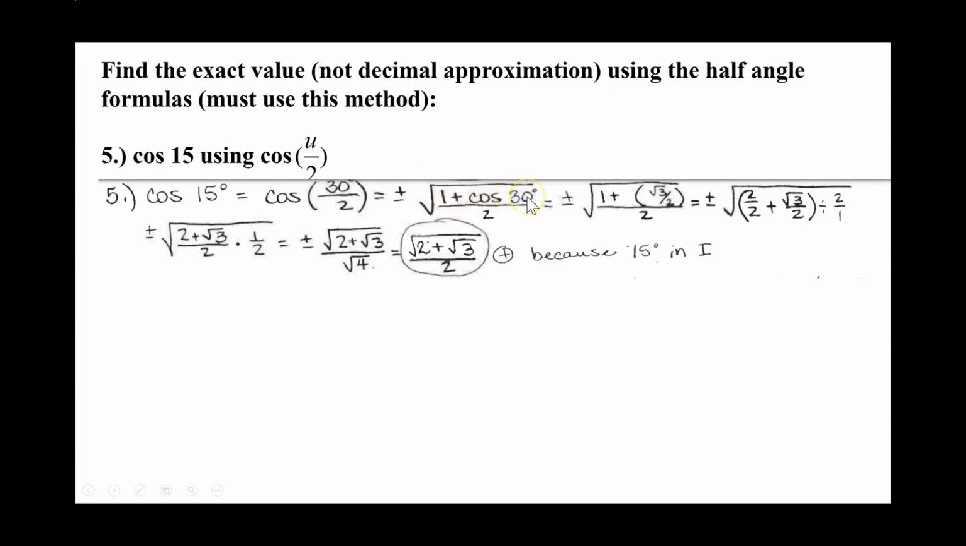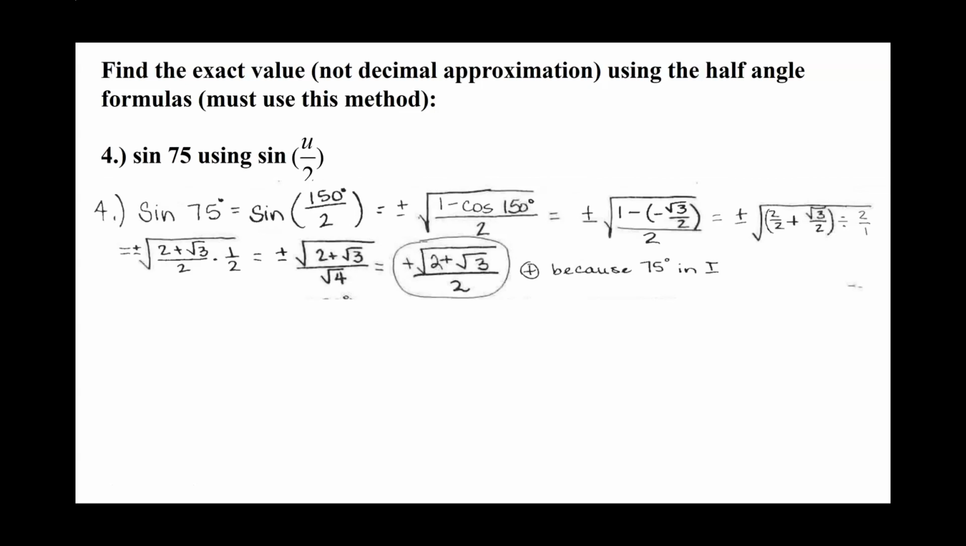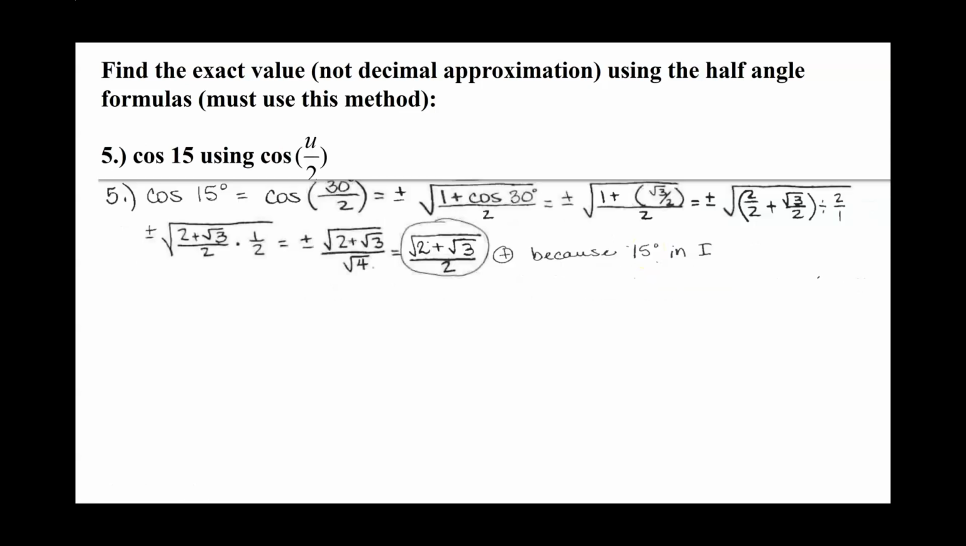So 30 in the place of u. So I'll look on the unit circle. Square root of 30 is square root of 3 over 2. And so I have 1 plus the square root of 3 over 2, over 2. Now, if you go back for just a second, we had 1 plus the square root of 3 over 2 over 2, right? So we're going to get the exact same answer here, right?